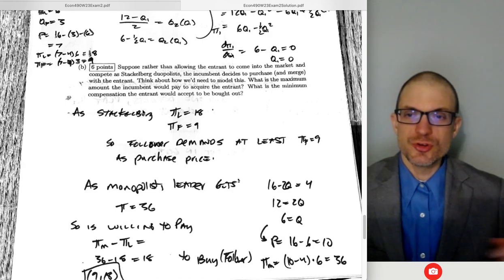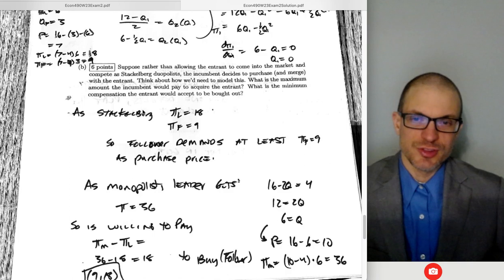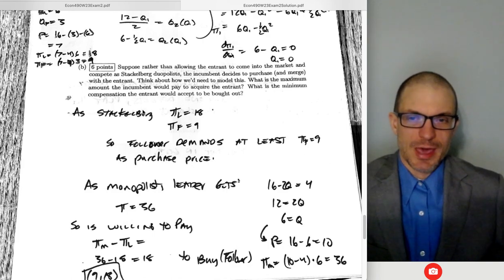Okay, so then I said, suppose rather than allowing the entrant to come into the market and compete as a Stackelberg duopolist, the incumbent decides to purchase and merge. Think about what we need to model this. What's the maximum amount the incumbent would pay to acquire the entrant? What's the minimum compensation the entrant would accept to be bought out?